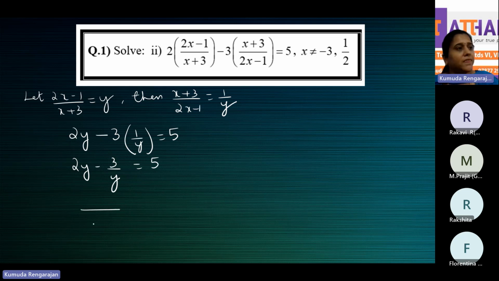Now take the LCM and proceed. Solve for y basically. Continue from here, children. Take the common denominator, you'll get a quadratic equation, split the middle term and find the two values for y.